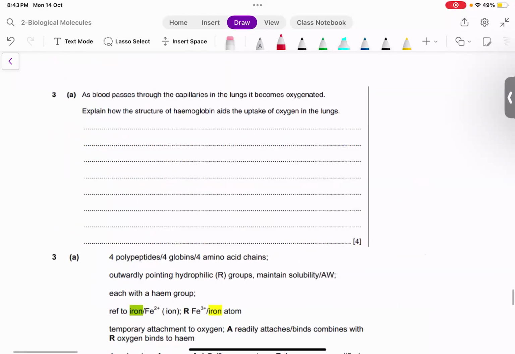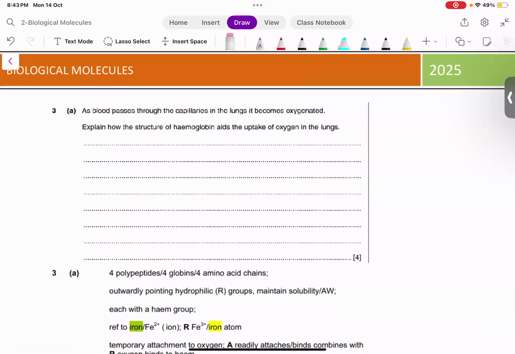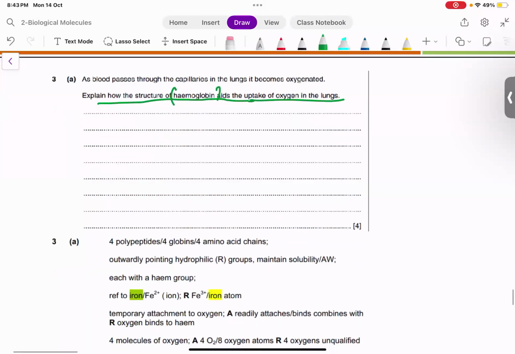We have another question here. As blood passes through the capillaries and the lungs, it becomes oxygenated. Explain how the structure of the hemoglobin aids the uptake of oxygen in the lungs. So this is again about hemoglobin. It's not about RBC. And it is for 4 marks.